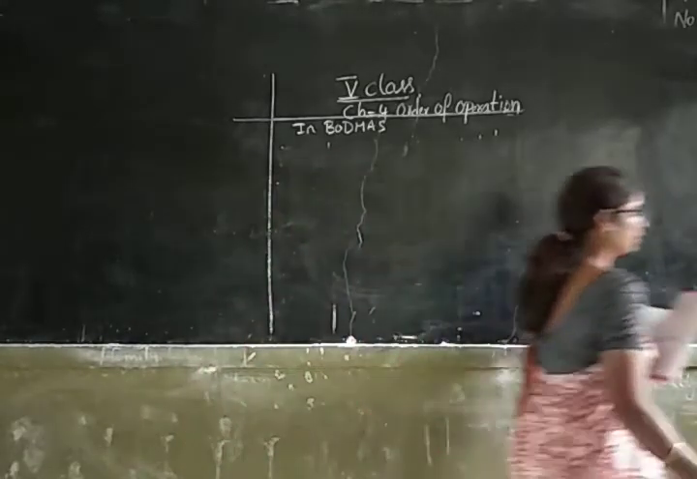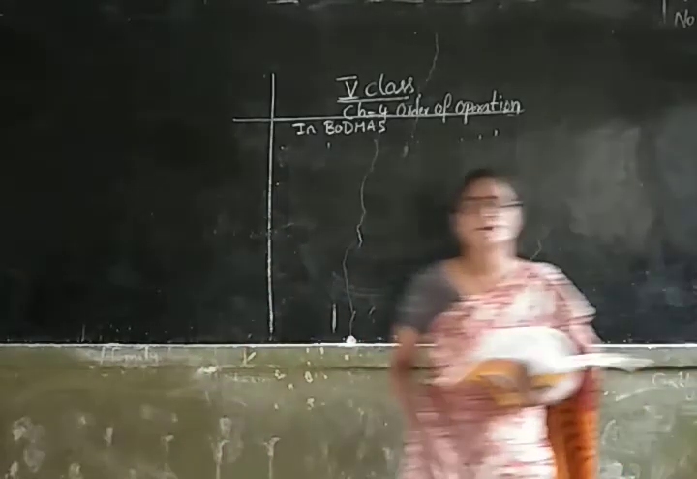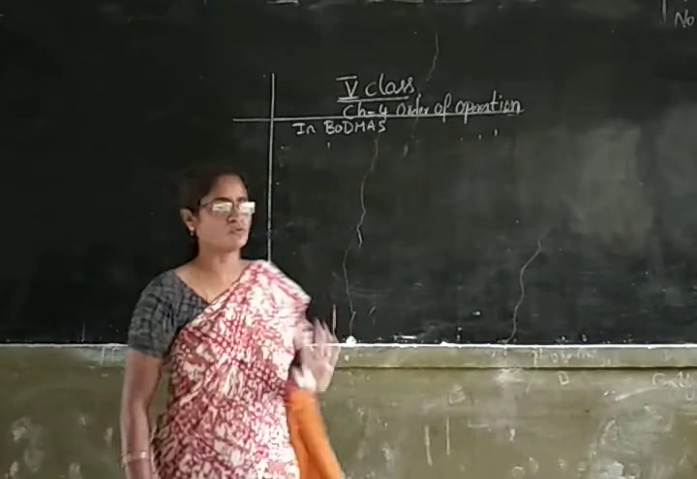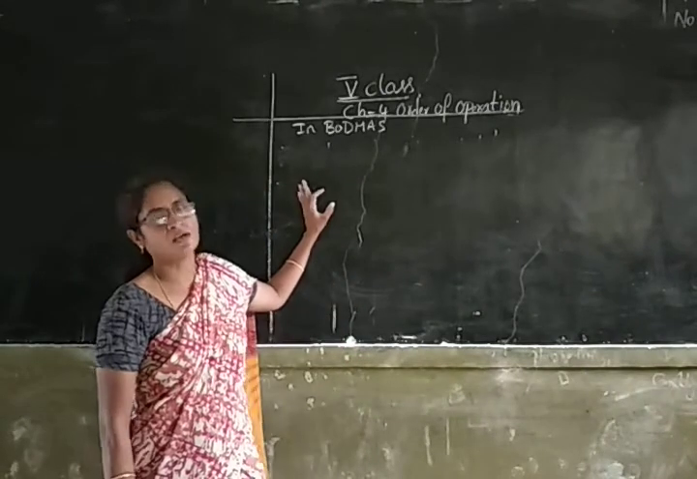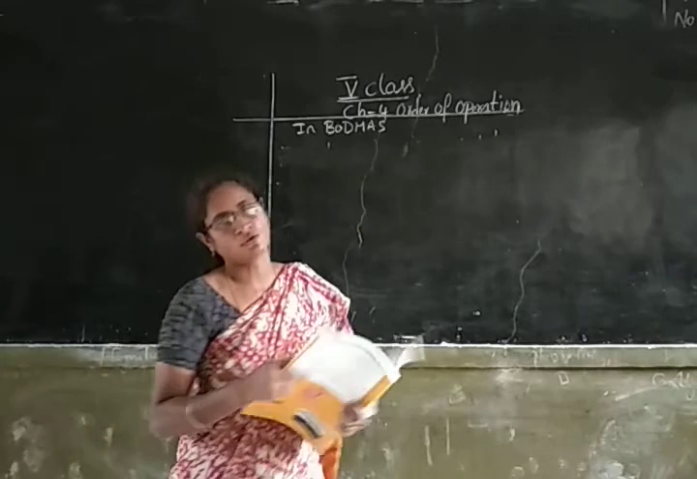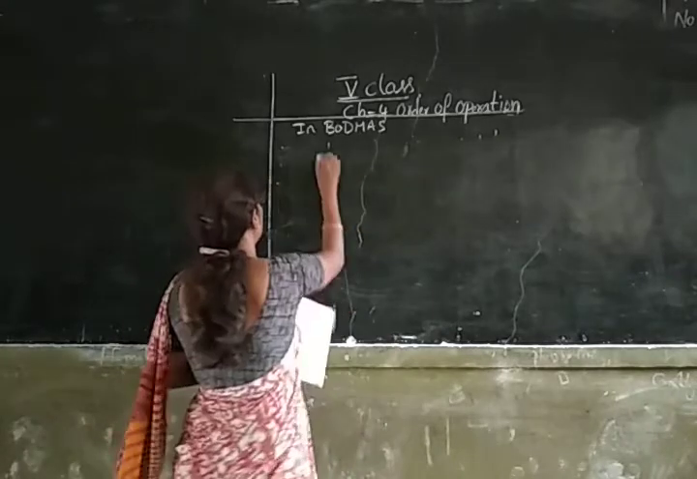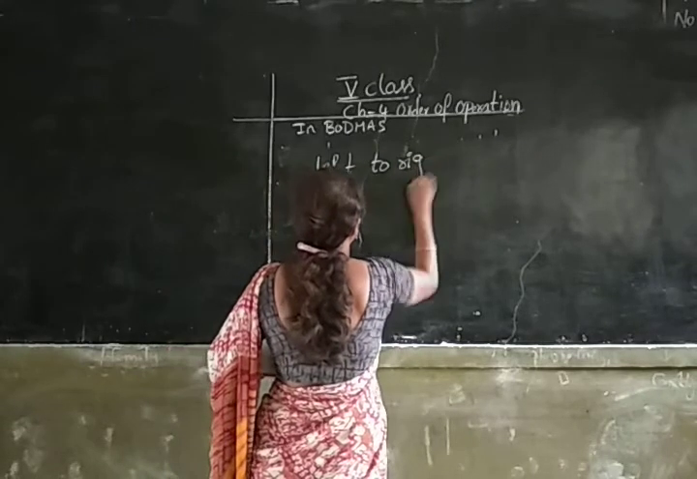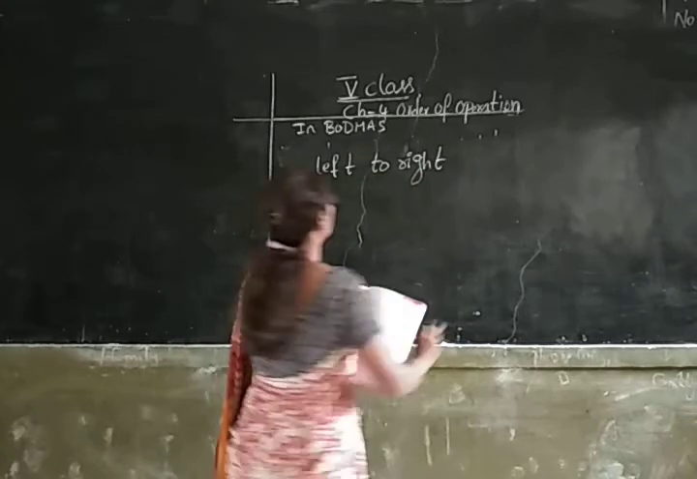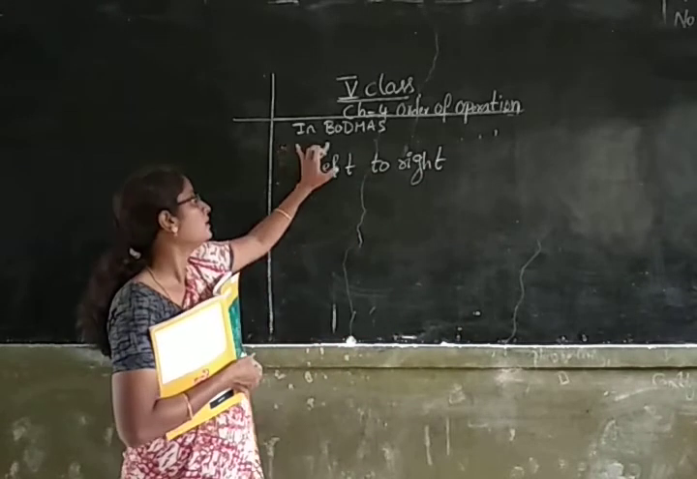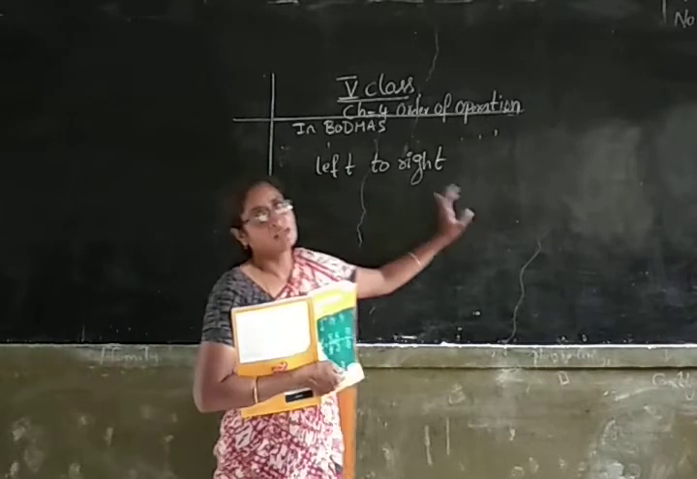Okay, children. While solving a mathematical expression using the BODMAS rule, you should remember some rules. Always you have to solve the mathematical expression from left to right.